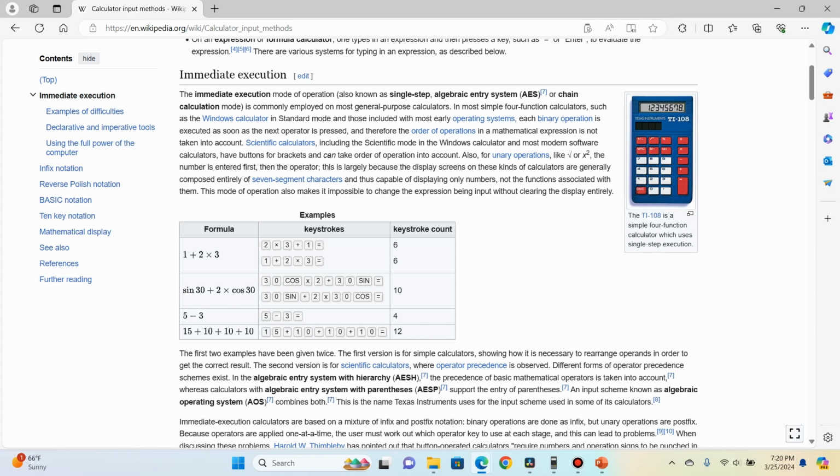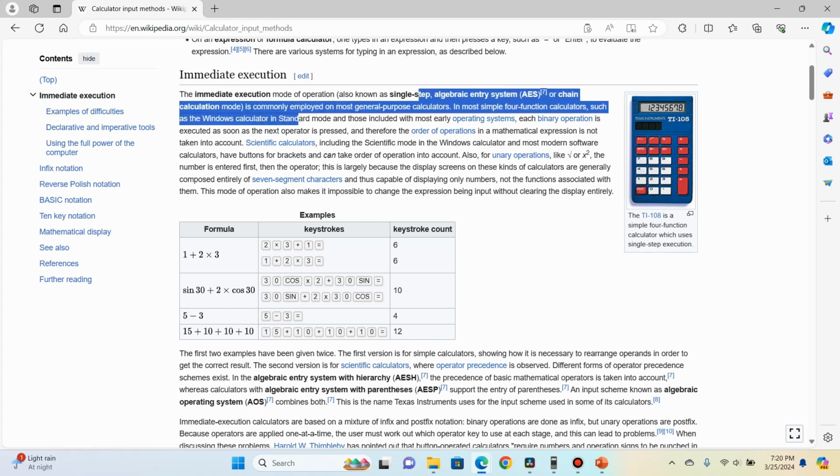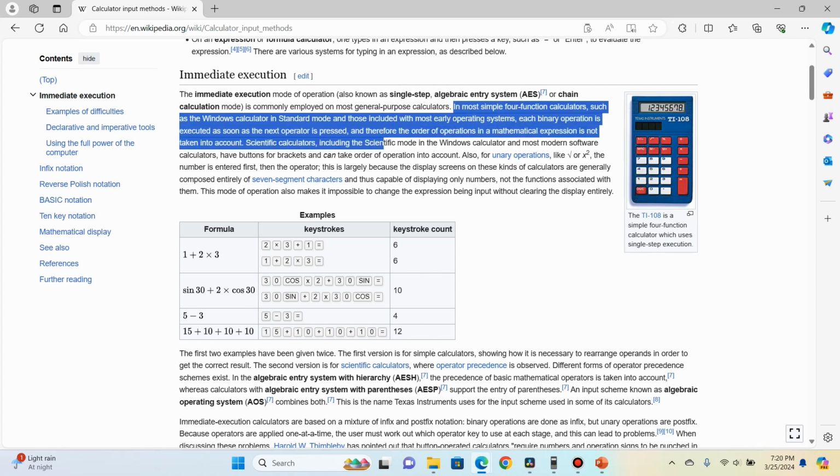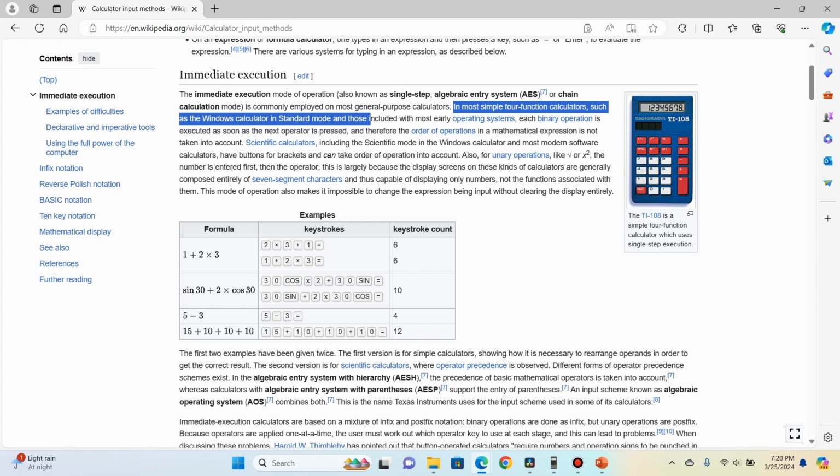Also, they mention here the Microsoft PC, the Windows calculator. In standard mode, there is a simple four function calculator, such as the Windows calculator in standard mode, that also works in immediate execution mode. And what's going to happen is if you enter 1 plus 2 times 3 just like that and then hit the equal sign, it's going to go 1 plus 2 is 3, and then it's going to take 3 times 3, and you're going to end up with probably 9 as an answer with that type of calculator.